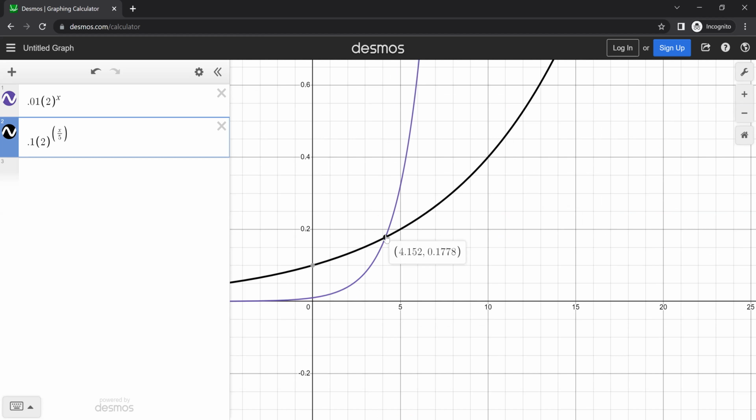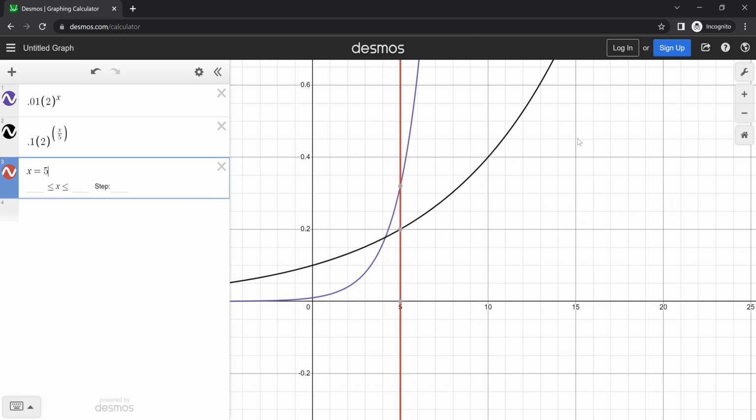So they intersect after about 4 days. Oh yeah, I see that. But on the 5th day, the penny, which is the purple one, you have 32 cents. On the 5th day, you have the dime, only 20 cents. So you can see how quickly it grows.